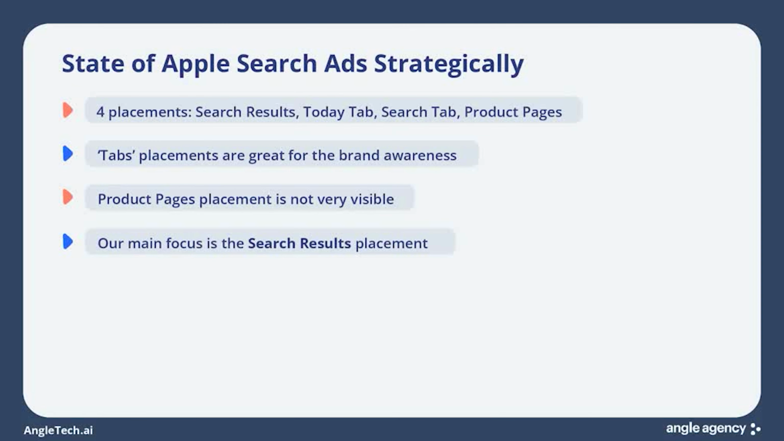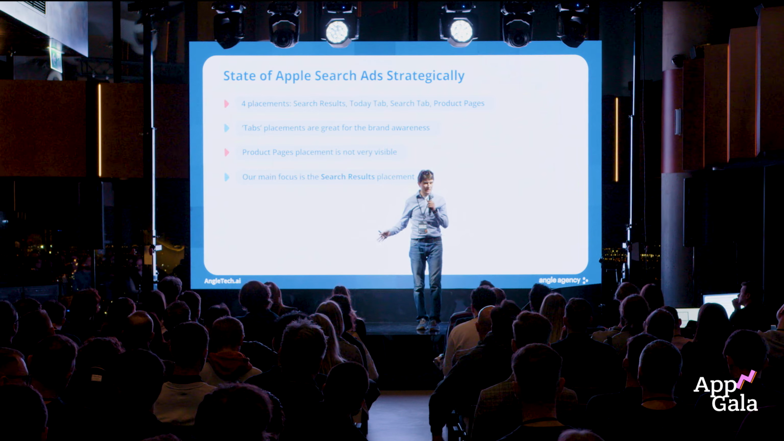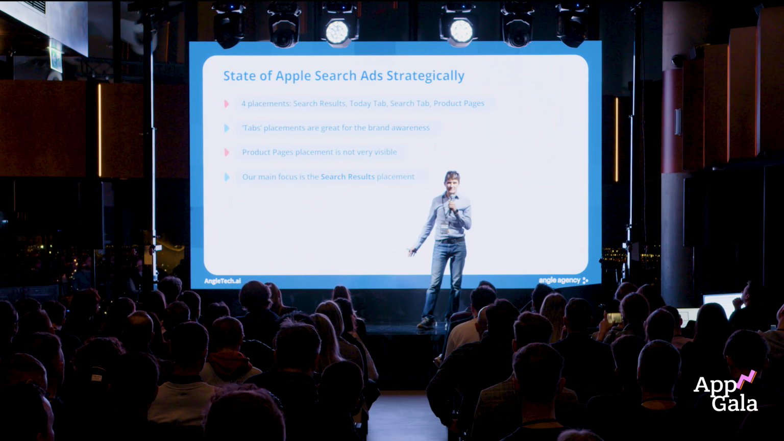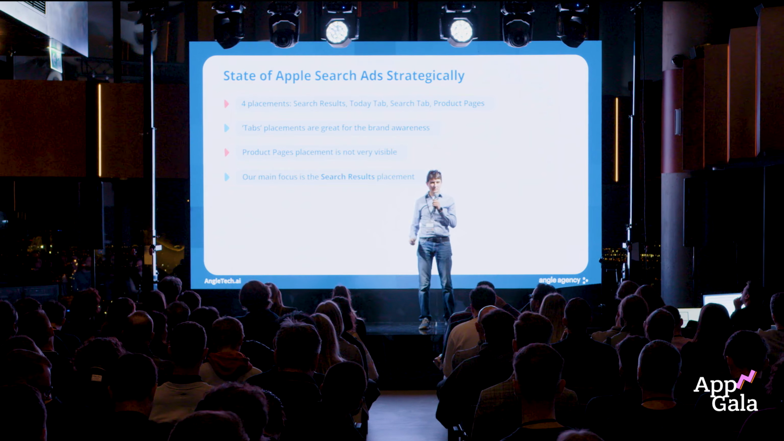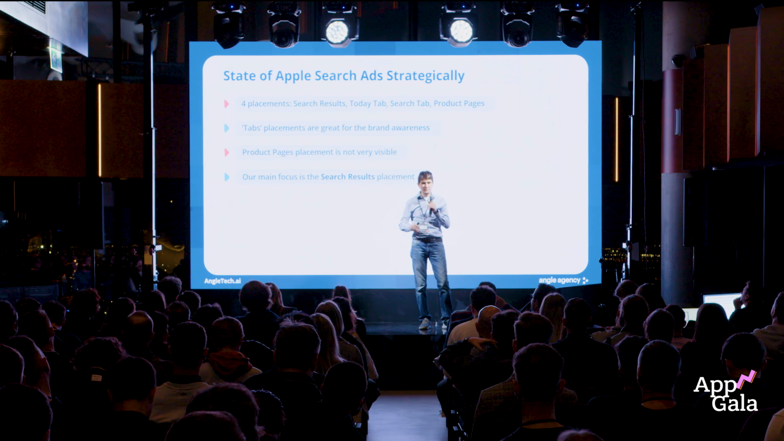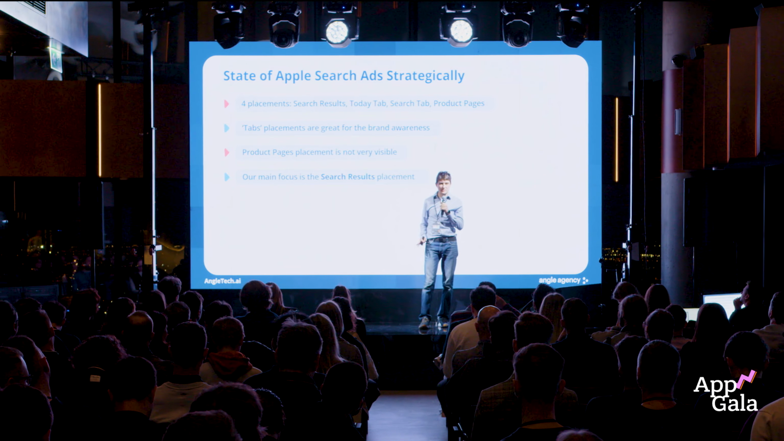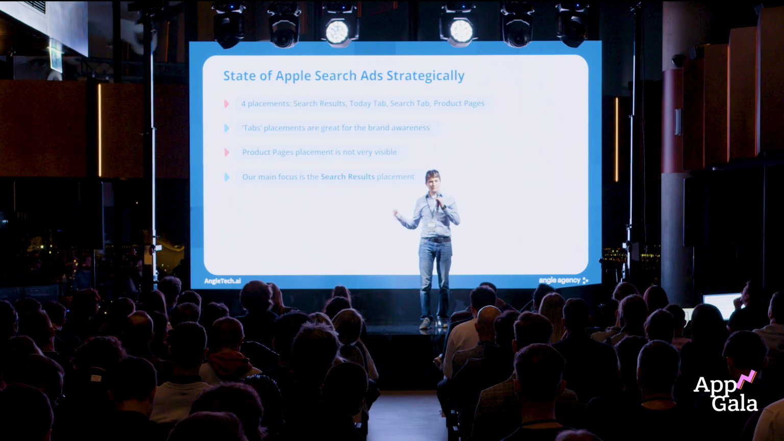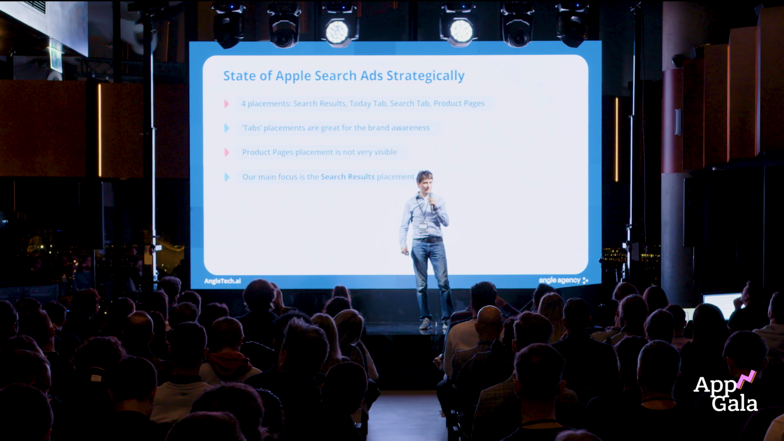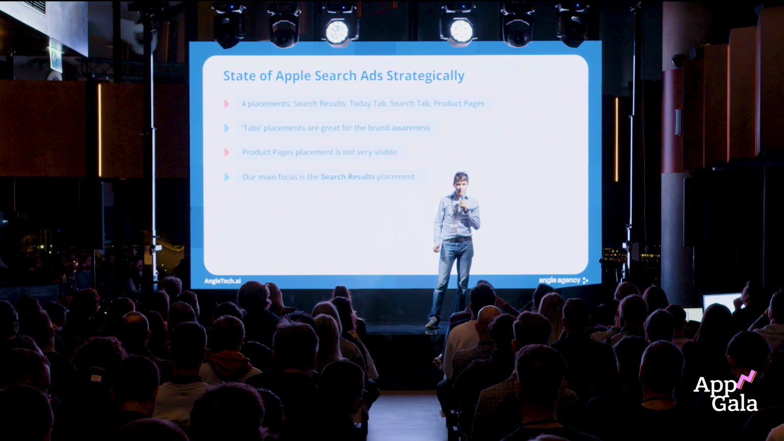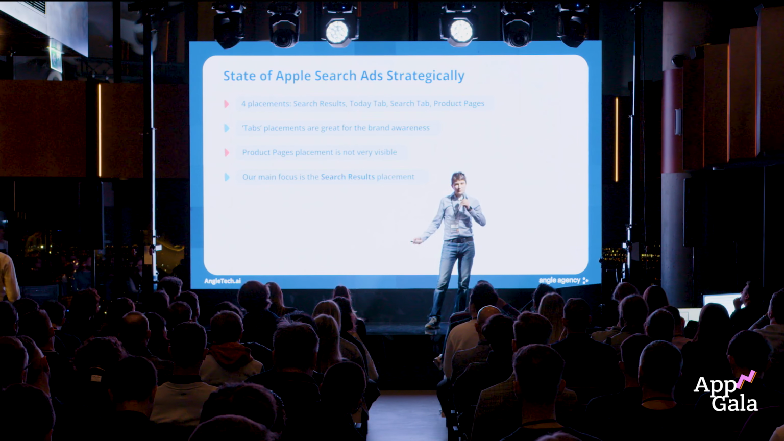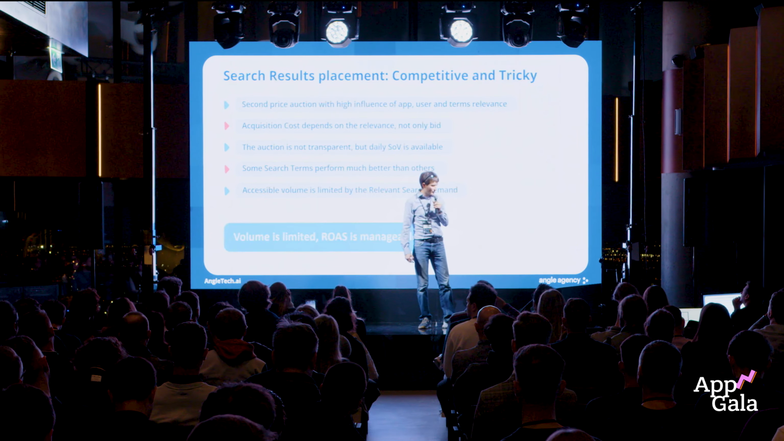Strategically, there are 4 placements on Apple Search Ads: Today tab, Search tab, which are great for brand awareness, product pages, which is not very visible, and search results placement. I will speak about search results placement because that's where all the performance marketing works, based on the search, and where we do great work to help our clients.